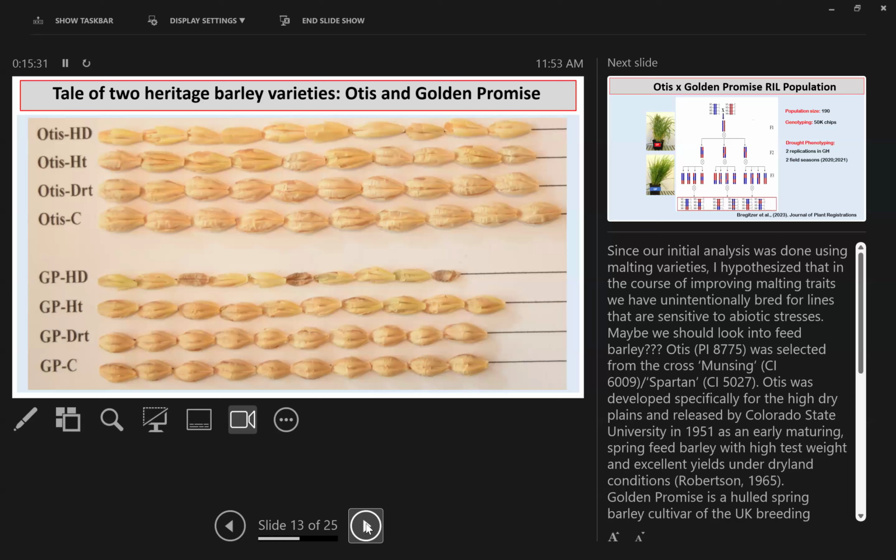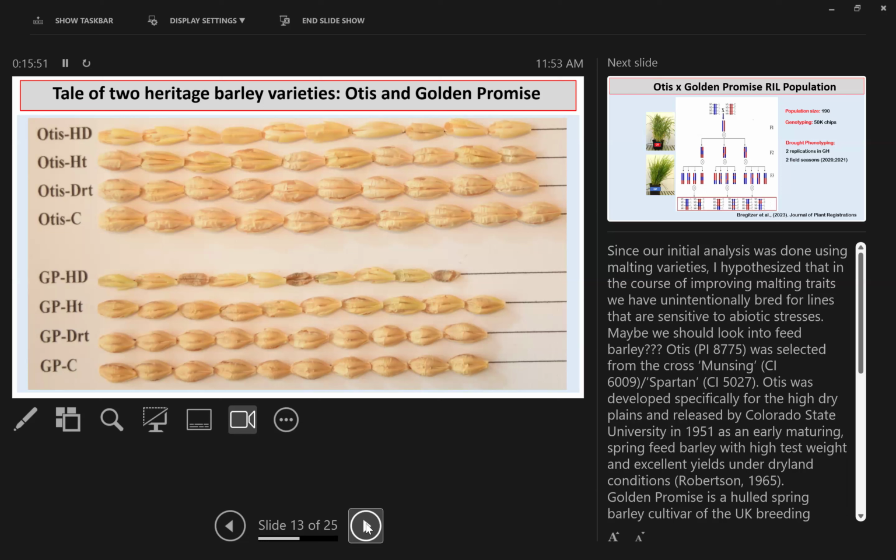And this is when I met Dr. Phil Bregitzer in 2016 in my first big conference here. And he said, I've been waiting to see somebody like you. I have this awesome line. It is called Otis. It's a feed barley variety. You can stick it in the oven and it will survive. I was like, wow, is it that heat tolerant?